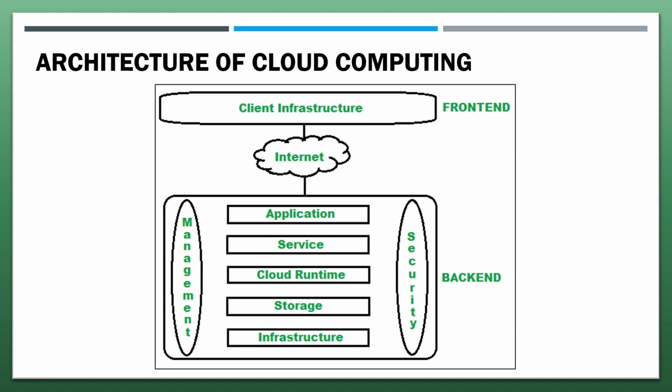And the second section is the backend. Inside this section there are many subsections, because this is the most important part, which does all the work. Inside the backend there are 7 categories: application, service, runtime cloud, storage, infrastructure, management, and security.